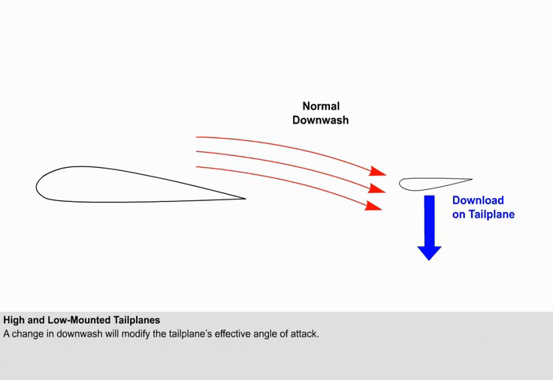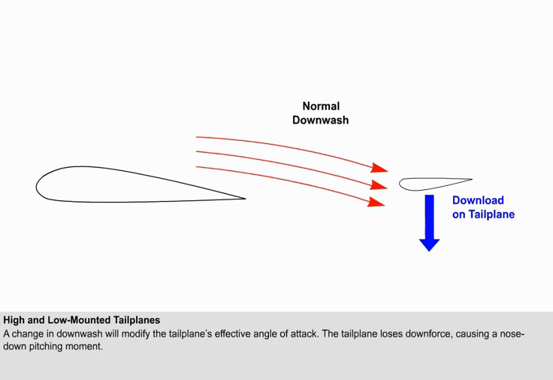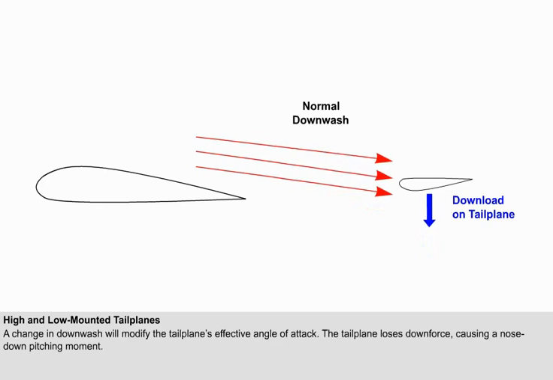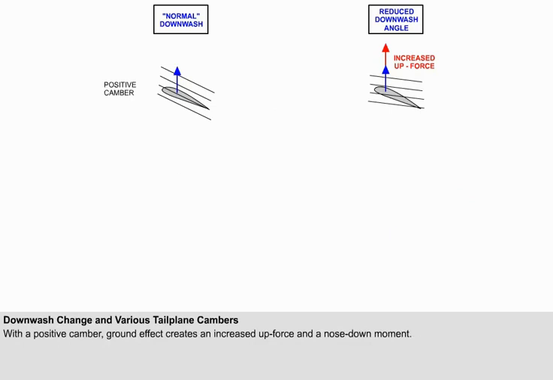Whilst ground effect may possibly change the aerodynamic characteristics of the tailplane in its own right, a low-mounted tailplane will have its effective angle of attack modified by the change in downwash. As the aircraft comes into ground effect, the tailplane loses downforce, causing a nose-down pitching moment. A high-mounted tailplane may be above the influence of the change in downwash angle, and therefore not suffer the same disadvantage. Assuming a tailplane is affected by changes in downwash, it is interesting to consider how the camber of the tailplane will affect the result on its pitching moment.